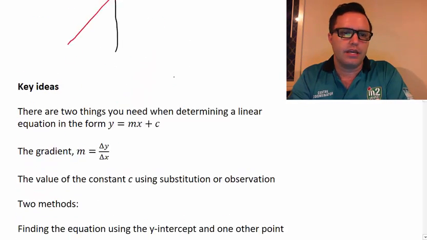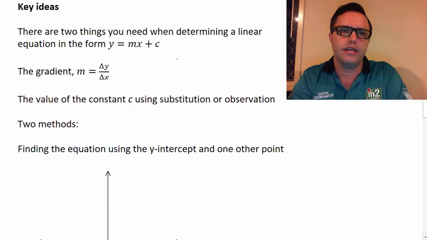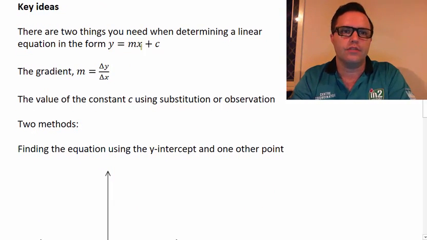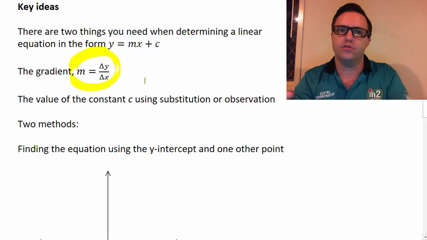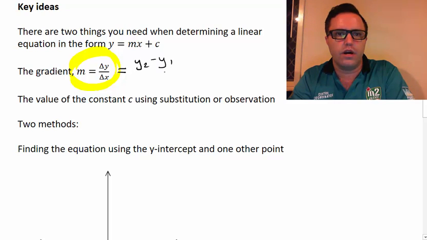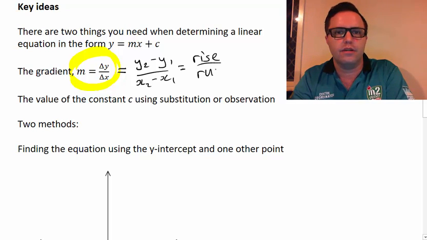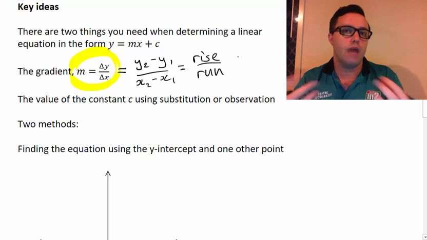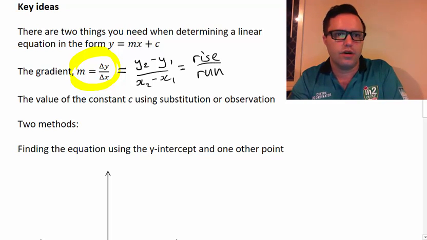Okay, so a couple of key ideas. Now there's two things we need when determining a linear equation in the form y equals mx plus c. So the first is the gradient m, which we calculate by delta y over delta x, or the other ways you might remember that are y2 minus y1 over x2 minus x1, or rise over run, a bunch of different ways. Doesn't really matter. I just like this way.